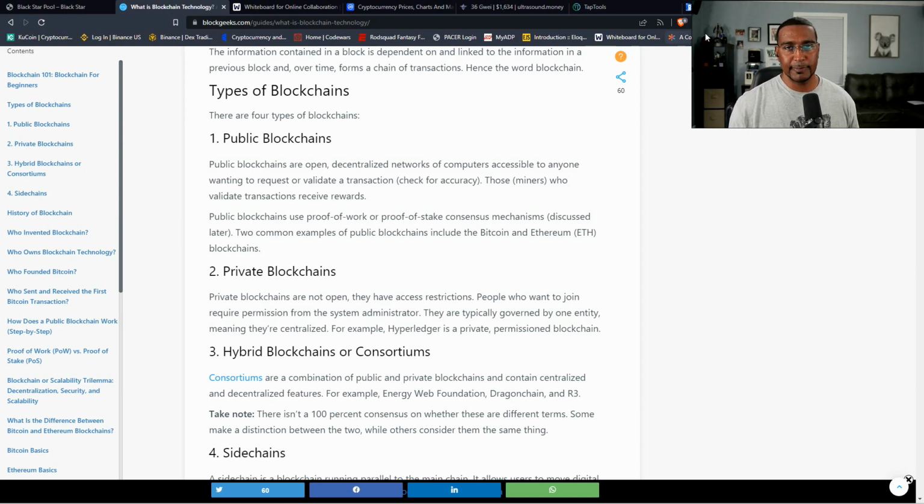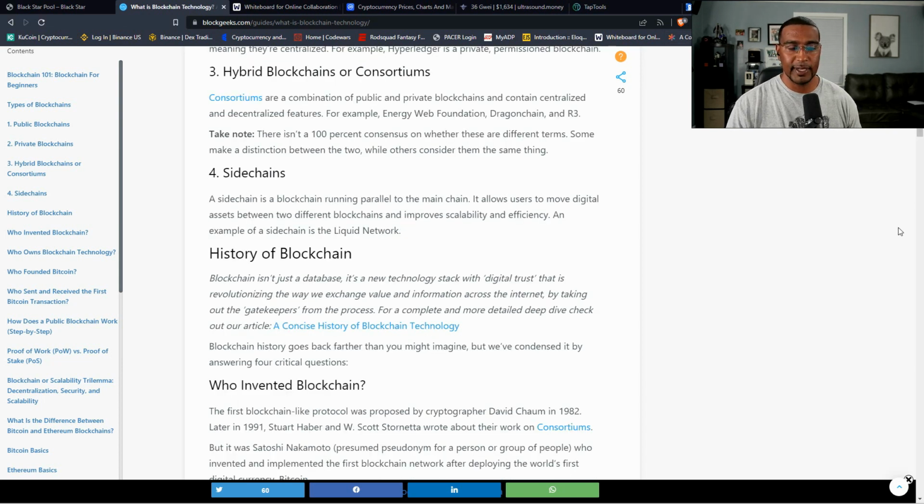Then you have private blockchains, which are obviously meant for centralized systems. And those systems are only used for what that private use case is for, and that is it. Then you have hybrid blockchains, a consortium that is a combination of public and private blockchains and contains centralized and decentralized features. For example, Energy Web Foundation, Dragon Chain, and R3 are examples of consortium blockchains where they have private and or public features to them, which make them hybrid. And it all depends on how you look at it.